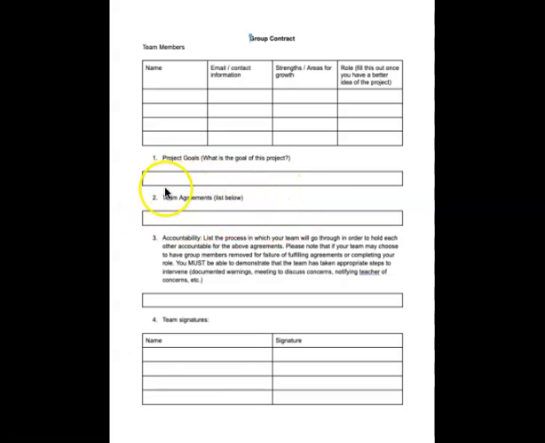Team agreements. This is the important part that you are going to put together as an entire group. You need to discuss as your group some of the agreements that you are going to have. This is your accountability piece. Some accountability pieces might include things like, I will complete any task that's assigned to me by the group. That could just simply be an accountability piece.